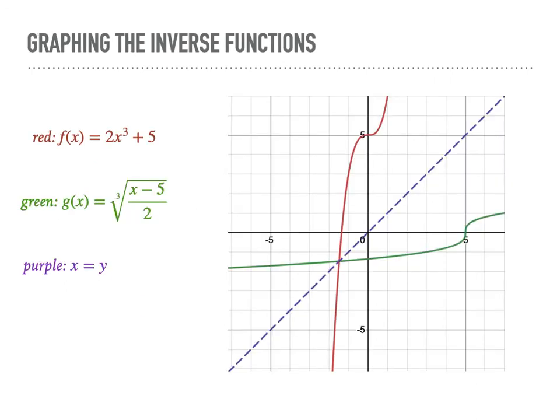Now let's look at this graphically. So in red is f of x, and in green is g of x, and in purple is a reflection. So they're inverses because they do reflect over the line y equals x and because they're one-to-one functions.